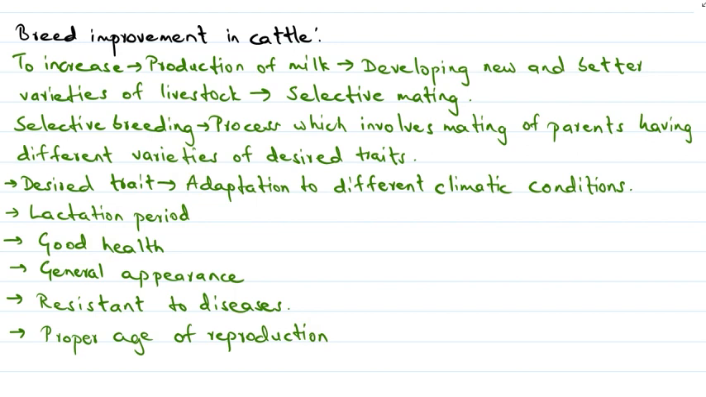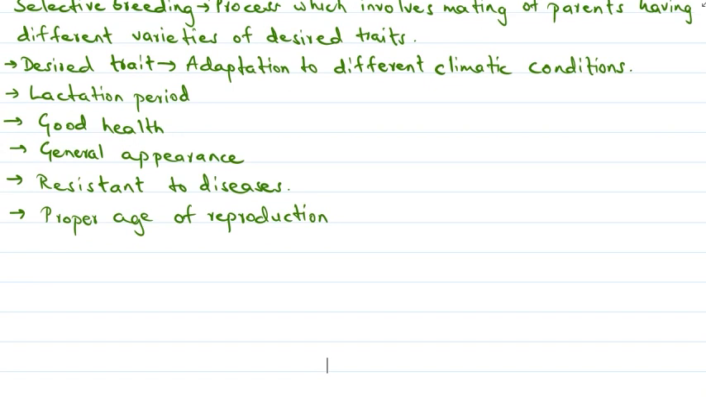So there are a number of research centers in our country to improve the production of milk of indigenous cows. Now that we have understood why this method is important, let's understand some of the techniques that are followed in cattle breeding, that is, to improve the breed.